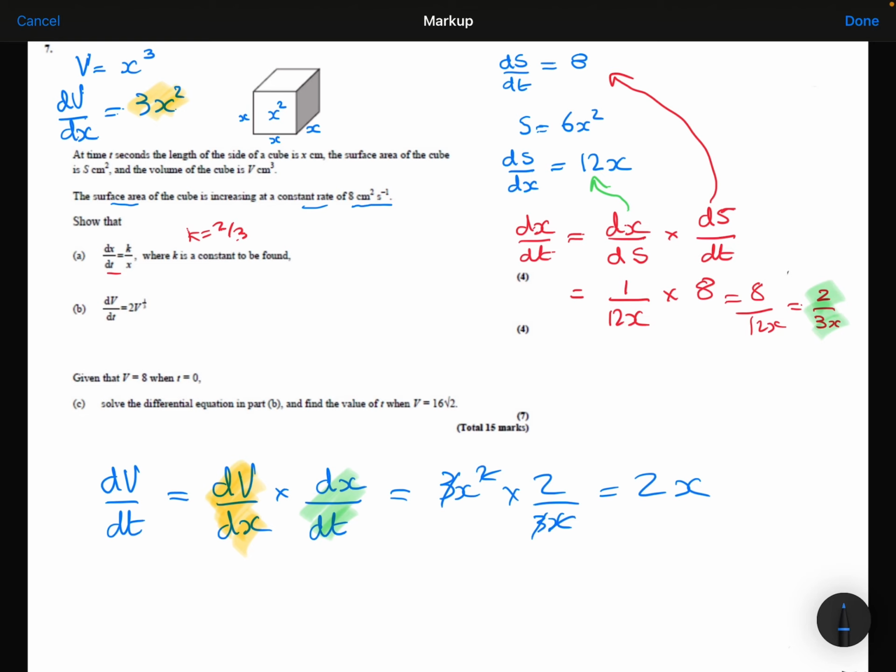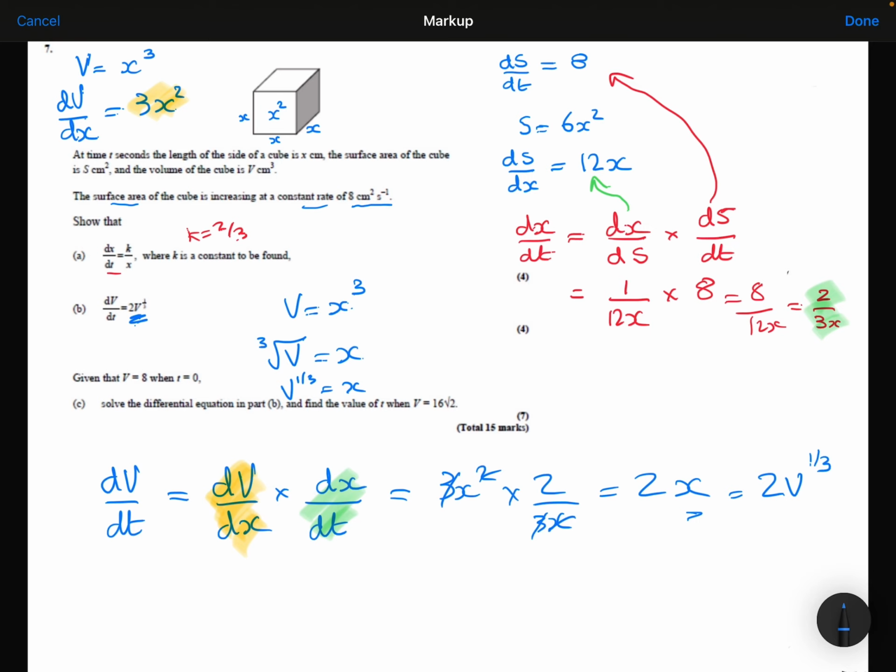But I needed to show this in terms of v, not x. So let me go back to how v and x are related to one another. Remember, v equals x cubed. So therefore, cube root both sides, x equals v to the power of 1/3. So this is 2v to the power of 1/3, and this is what I needed to show. So that's part B.